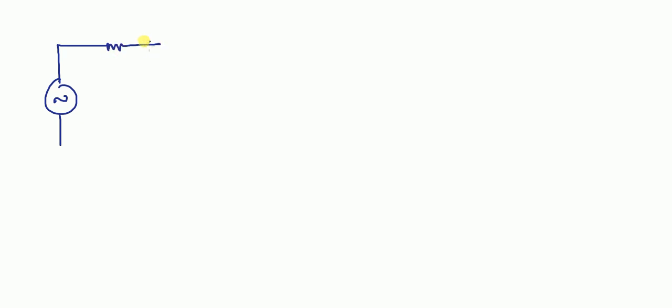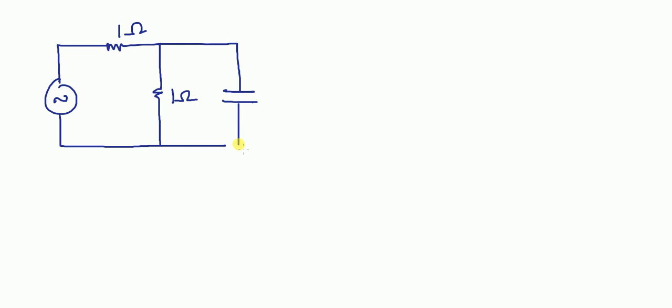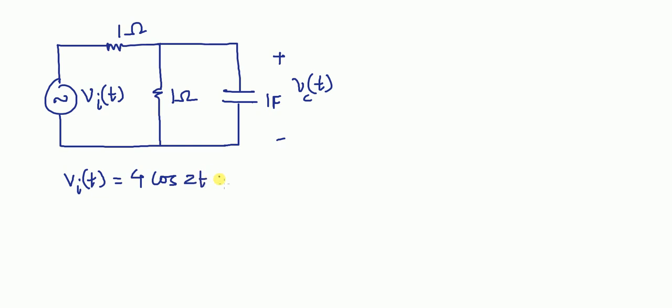Sinusoidal voltage source connected in series with 1 ohm resistance, and then one more resistance of 1 ohm connected in parallel with capacitor of 1 farad, and we have to find the steady state voltage across capacitor. Here this input voltage is say 4 cos 2t volts.